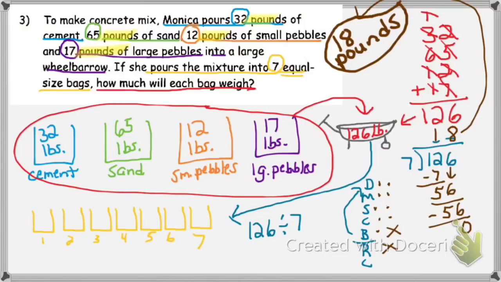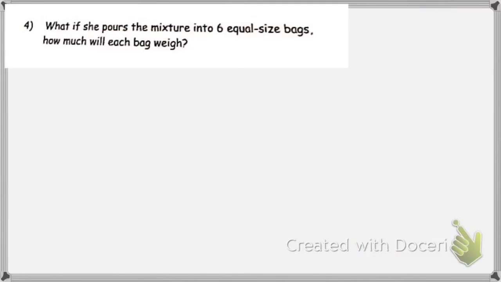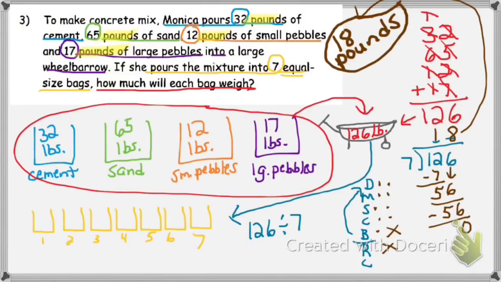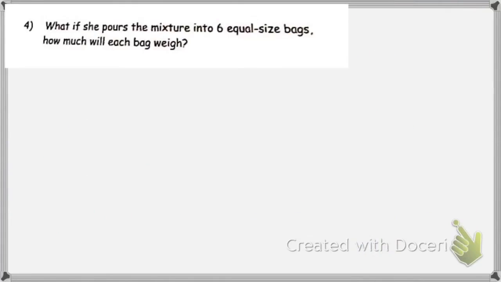I know that in problem number 3, Monica put all of the things together and she poured it into 7 equal bags. They're saying, what if she did 6 equal bags instead of 7? How much will each bag weigh? Well, I can take my facts and information from the previous problem. I know that when she added all of those things together, she had 126 pounds, and then she separated it into 7 bags. So I'm going to take that 126 pounds, move it over to the next problem, and instead of dividing it by 7, I'll divide it by 6 equal bags.